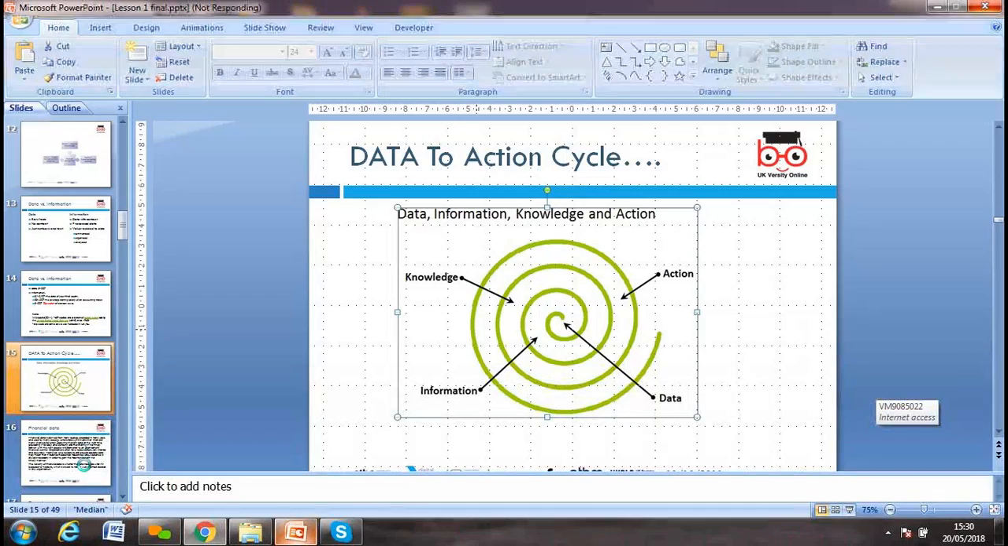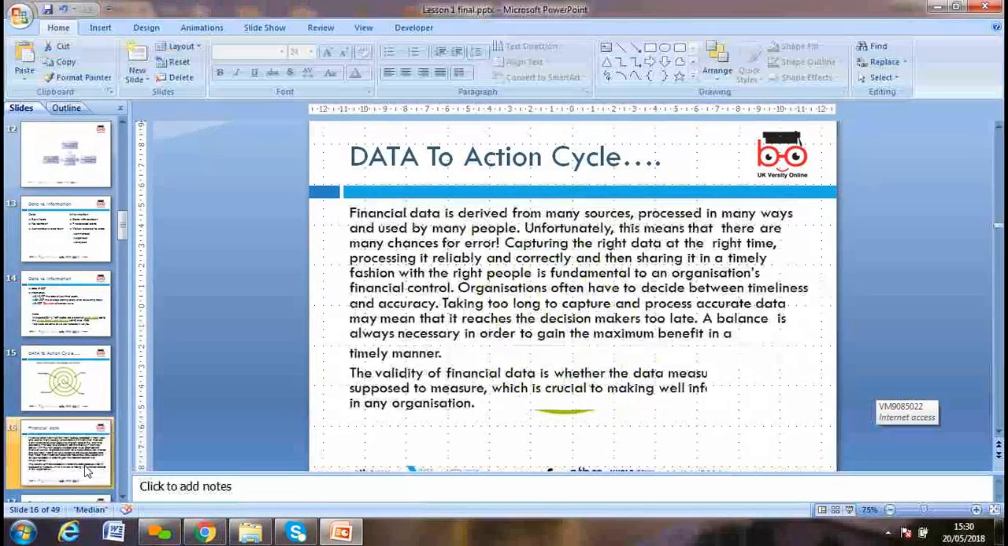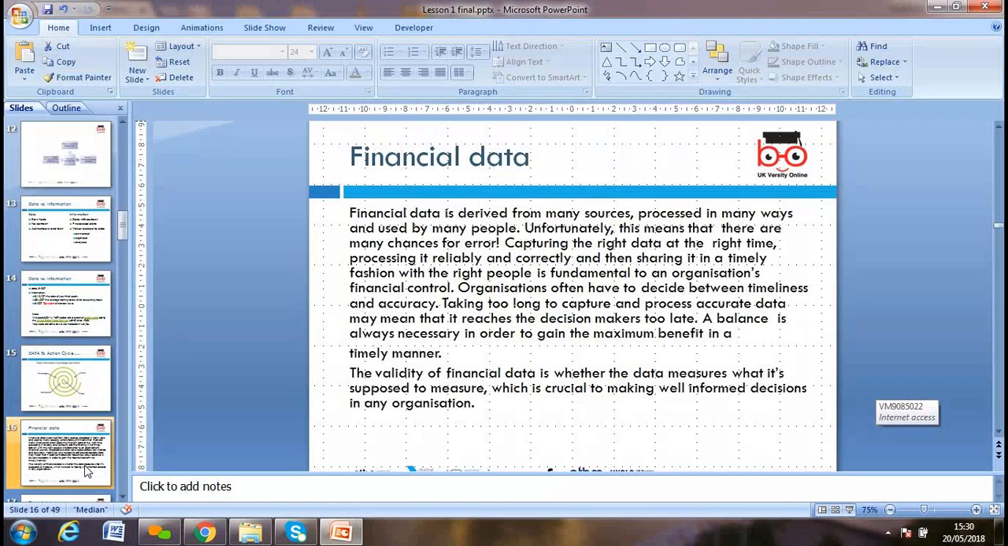We will go through it. Next, financial data is derived from many sources, stored in many ways and used by many people. Unfortunately, this means that there are many chances of errors. So if I have a lot of data, there can be many errors. Capturing the right data at the right time, processing it reliably and correctly, and then sharing it in a timely fashion with the right people is a fundamental organizational financial control.